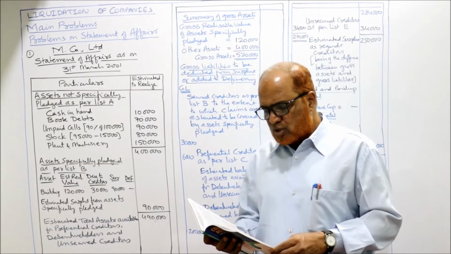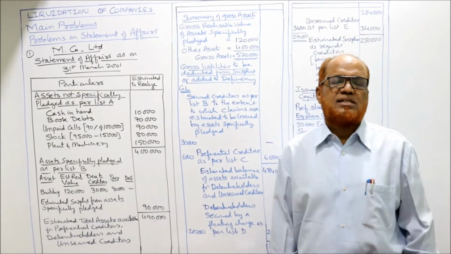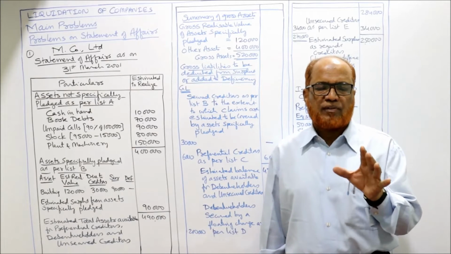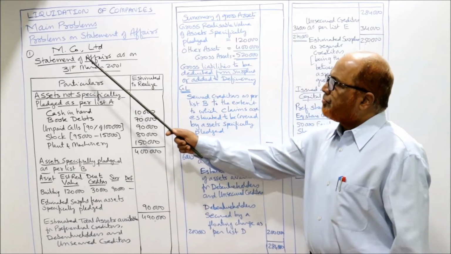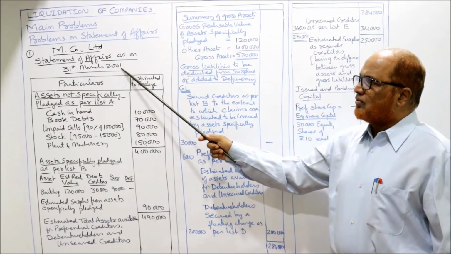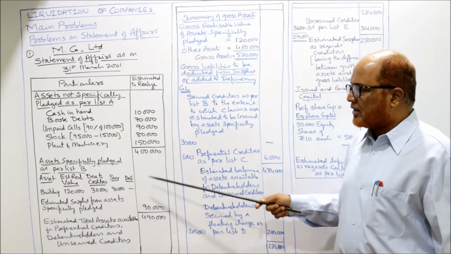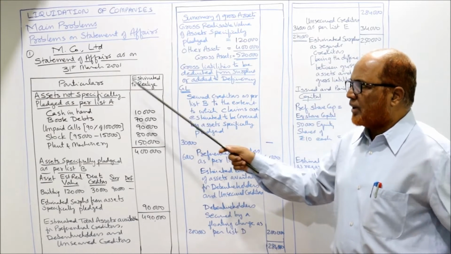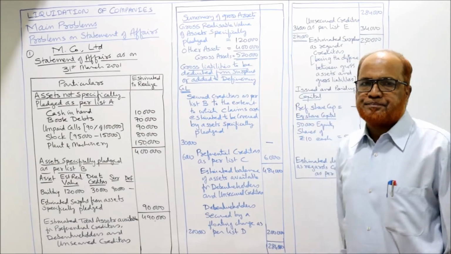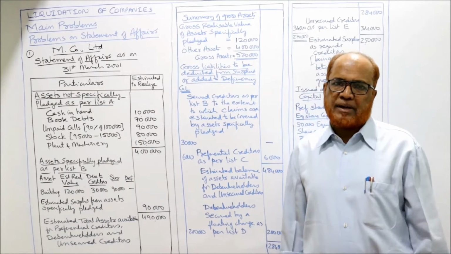Prepare the statement of affairs to be submitted to the meeting of creditors. This is the first problem on making statement of affairs. See carefully the solution, how the statement of affairs will be presented. M Company Limited, statement of affairs as on 31st March 2001. Particulars, estimated to realize. One column we require at the extreme right hand side, estimated to realize. Assets not specifically pledged as per list A. So first, in list A we should take all the assets which are not specifically pledged.